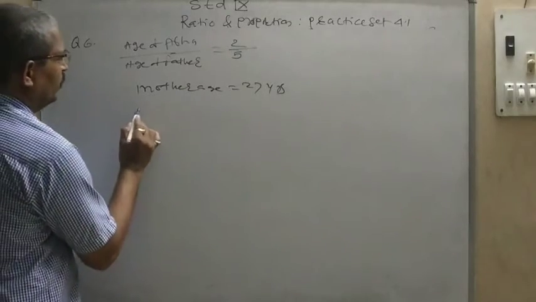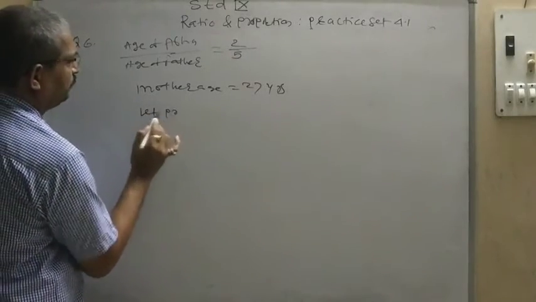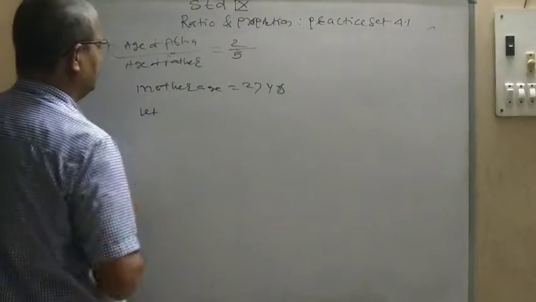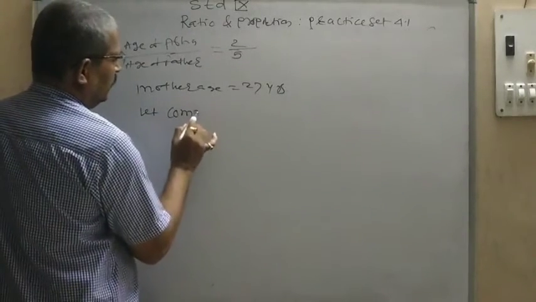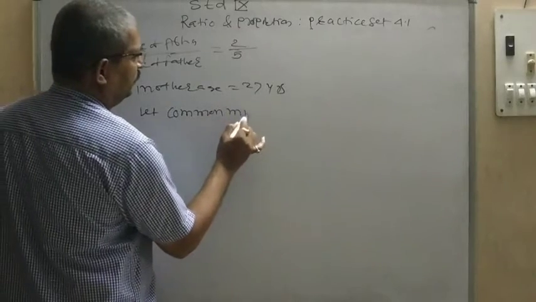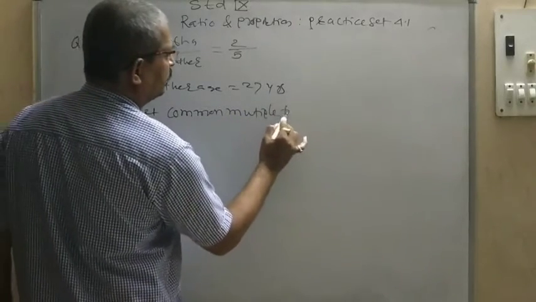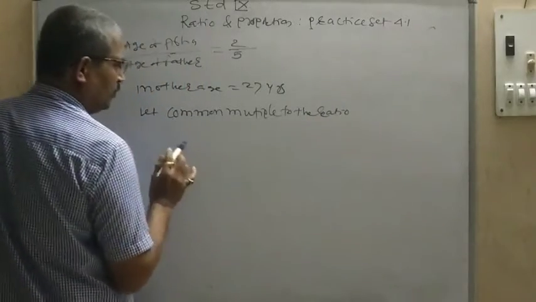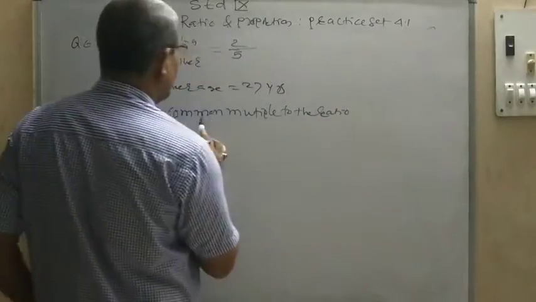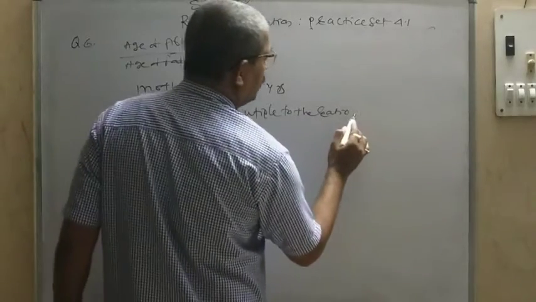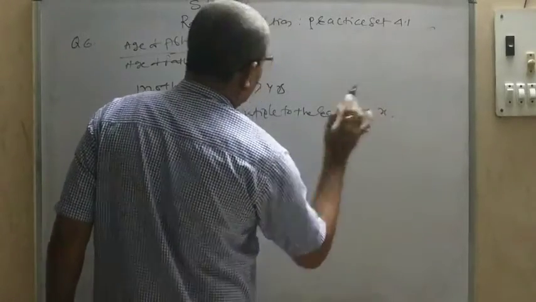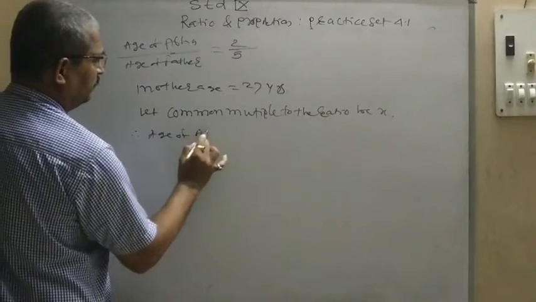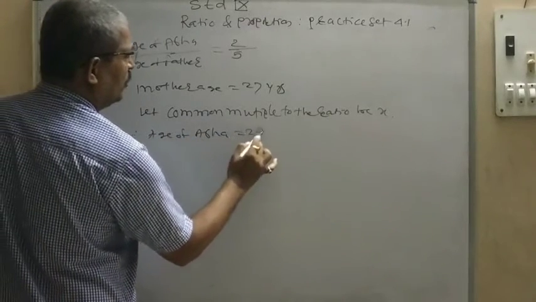Okay, so we will write: let the common multiple of the ratio be x. Therefore, the age of Abha is equal to 2x.